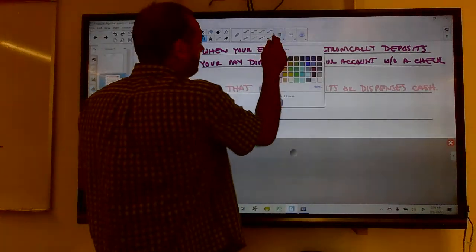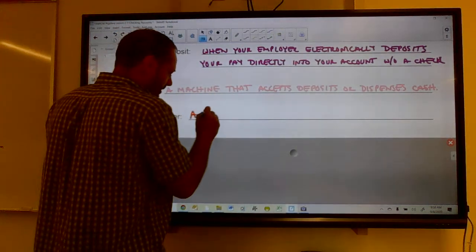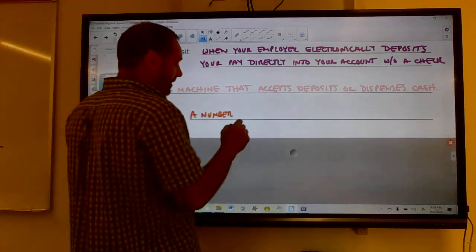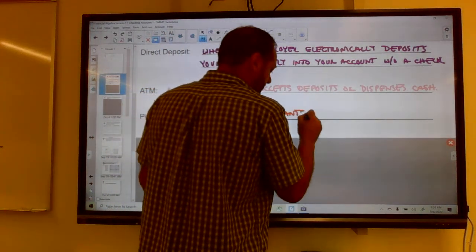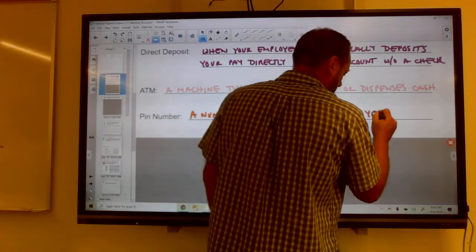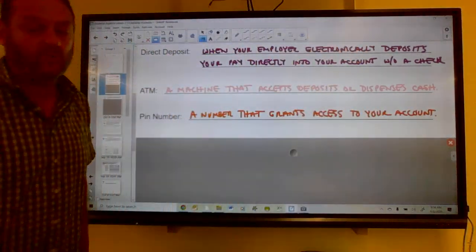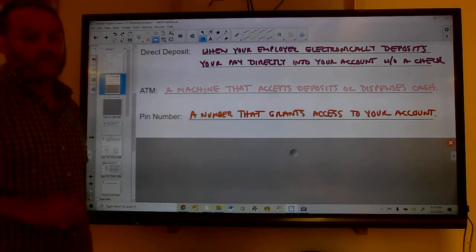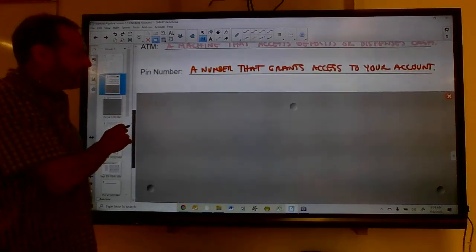Okay, your PIN number. Your PIN number is just a number, usually 4 digits, that grants access to your account. And you should not give your PIN number to anyone. Okay, not a good idea, because once they have your PIN number, and they have your card, boom, they're in. Okay, they can move your money around whether you want it or not.